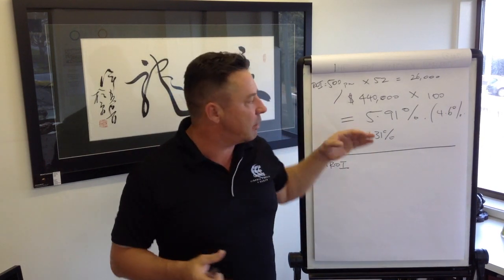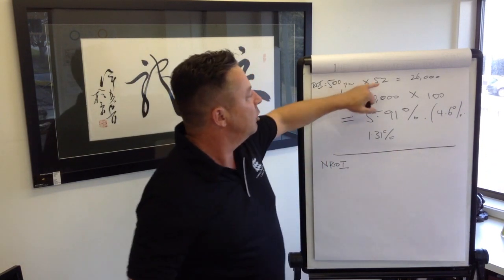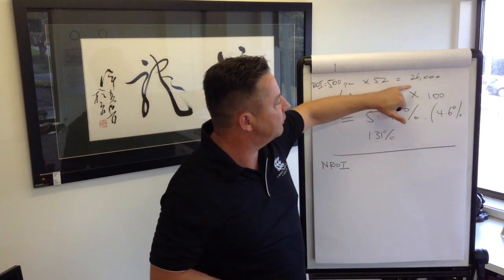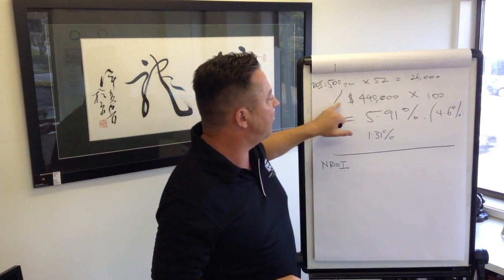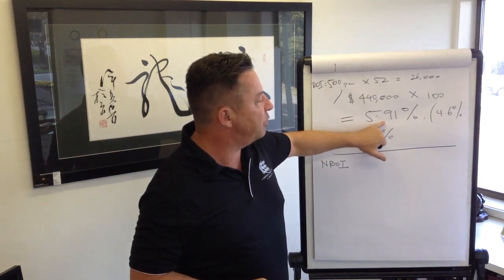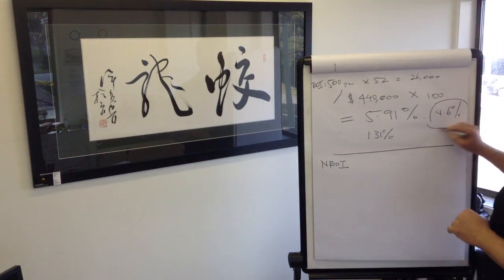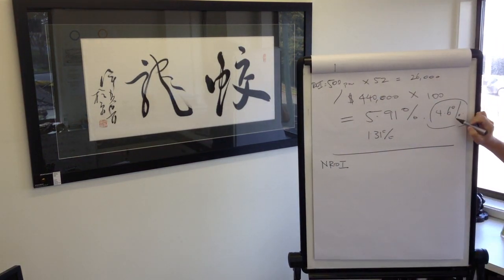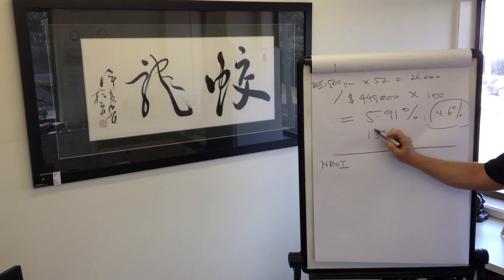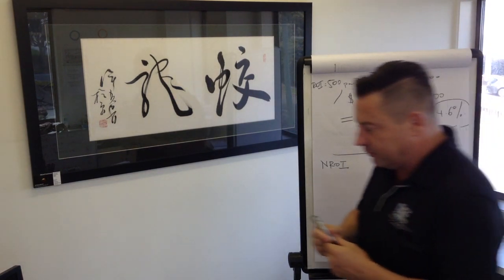Okay, so at the moment we're going to run with the same example that we did yesterday. We're getting $500 per week. We're assuming we're renting it for 52 weeks of the year. 26 divided by the full purchase price of $440, multiplied by 100, gives us 5.91% gross return on investment. The cost of our money, if we were to borrow this money, is around 4.6% at the moment. So we would be close to a 1.31% net return on investment.